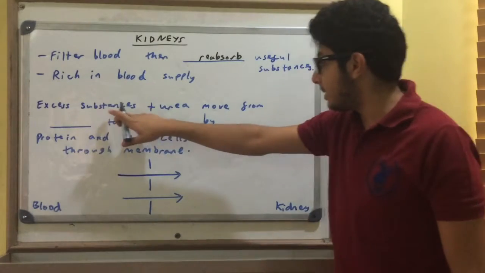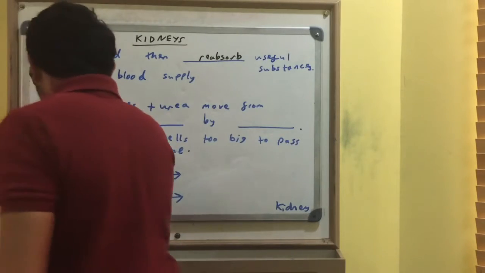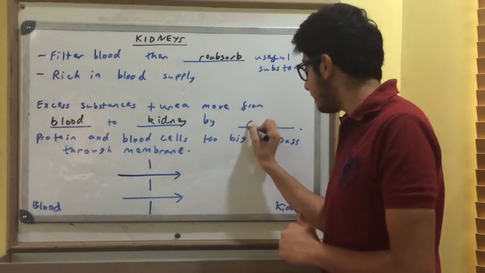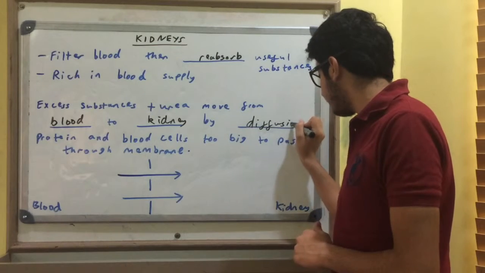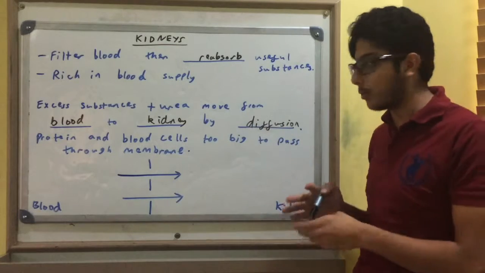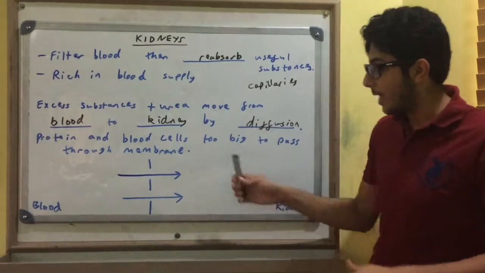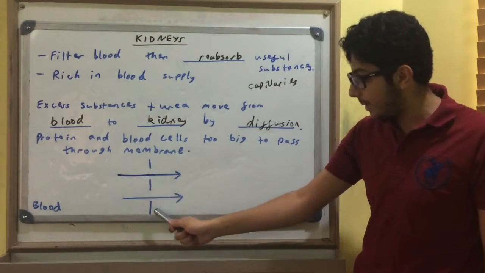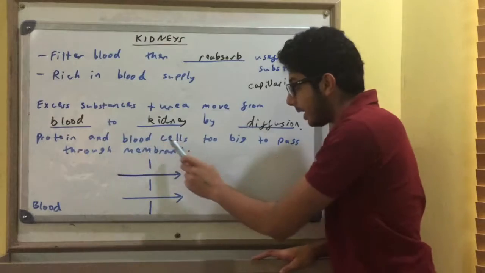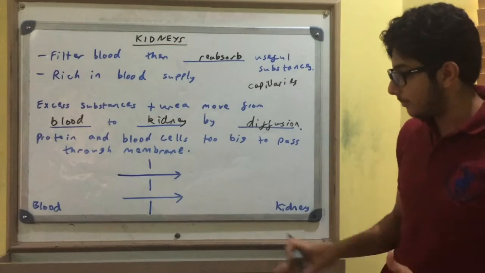Now, excess substances and urea move from the blood to your kidney by a process called diffusion. And they move from the blood to a tube in the kidney through capillaries. I'm going to write that down. Capillaries. Through capillaries. And they move past a semi-permeable membrane where only some substances can pass through. And protein and blood cells are too big to pass through the membrane, so you don't lose any blood or any protein which you need.